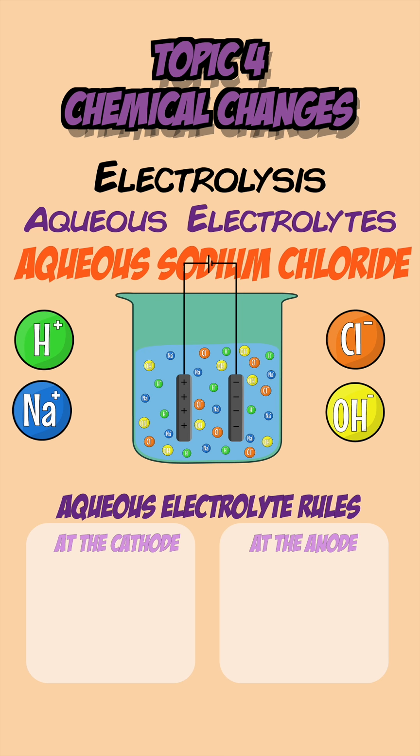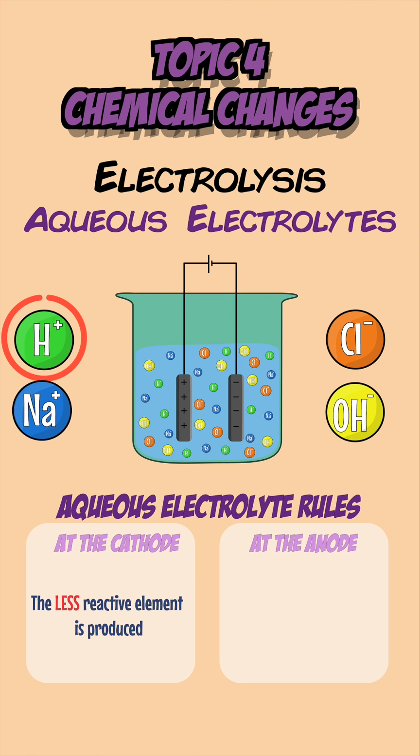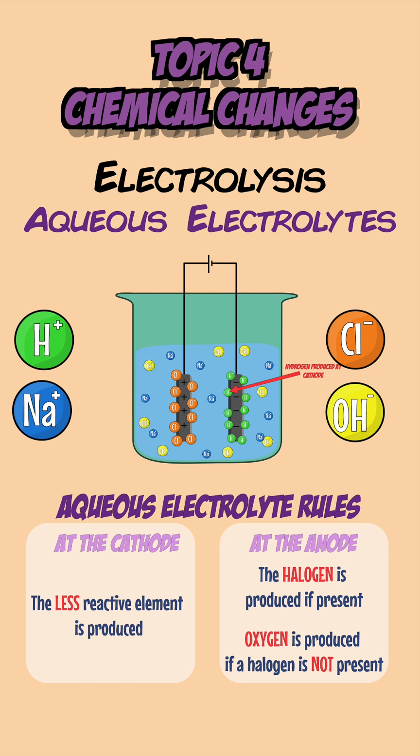To figure out what gets formed at each electrode, there are two sets of rules that you can use. At the cathode, the rule is that the less reactive element out of the two positive ions will always get formed. So in this case, hydrogen is less reactive than sodium, therefore hydrogen gas will be formed at the cathode. At the anode, however, the rule is that if a halogen is present, it will always get produced. But if a halogen is not present, oxygen will get produced instead. So in this example, as chlorine is a halogen, chlorine gas will get formed at the anode.